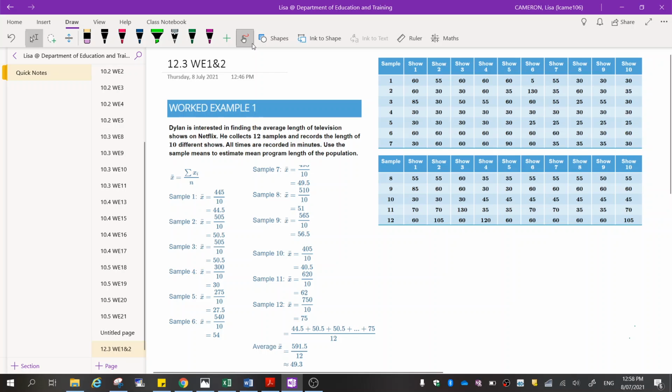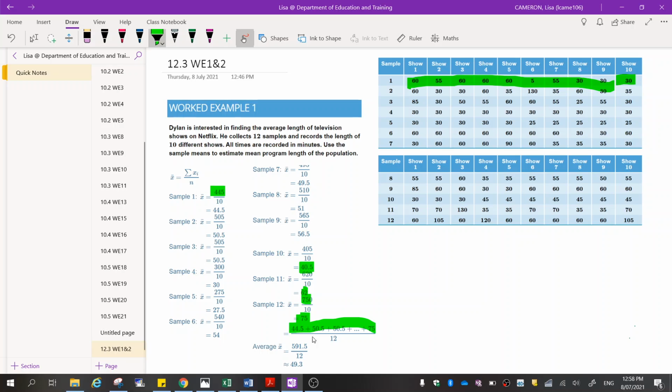Okay, so these numbers are going to all get added together and then divided by how many numbers there are, and that's how we come up with this number here. Once you've done that for all 12 items in the sample, you're going to then add together all of your sample means, which is these answer numbers here, here, here, and divide it by how many samples there are. There are 12 samples, so we divide it by 12, and that gets you your average sample length of the population. So that's all you have to do for that one.